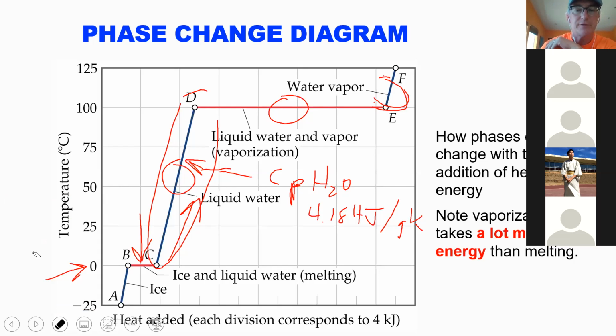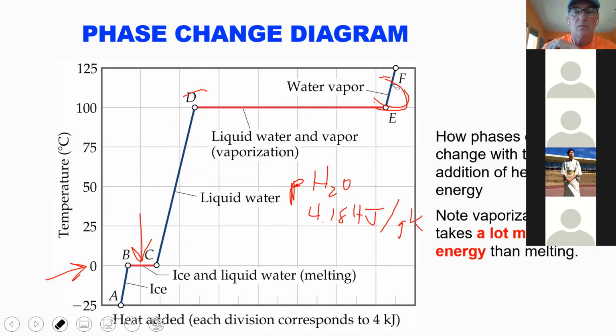What's happening at 100 degrees? Same situation as B and C. Right. So it's not a liquid, it's not completely a liquid, and it's not completely a vapor. It's both. And so it's changing state from liquid to vapor.